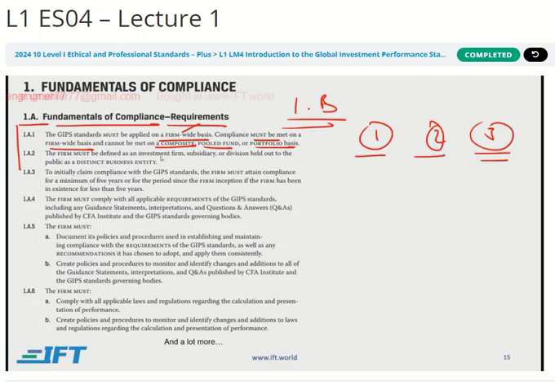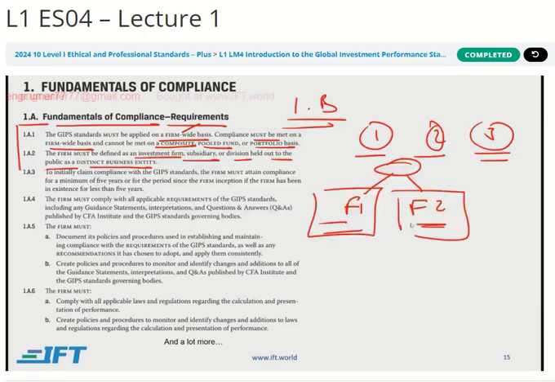The firm must be defined as an investment firm, subsidiary, or division held out to the public as a distinct business entity. So here the point is that you might have a larger umbrella company under which you have firm 1 and firm 2. Even though firm 1 and firm 2 are owned by the same entity, if they are presented to the public as separate legal entities, then it is okay for them to have their separate reporting. It's okay for them to be defined as separate firms.